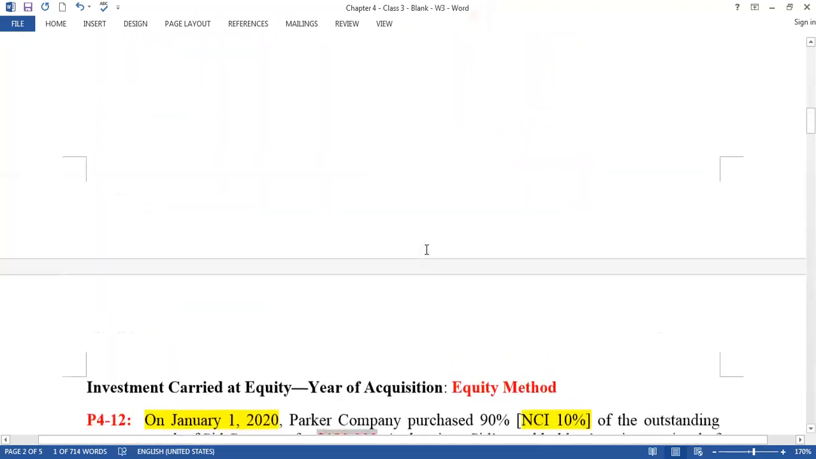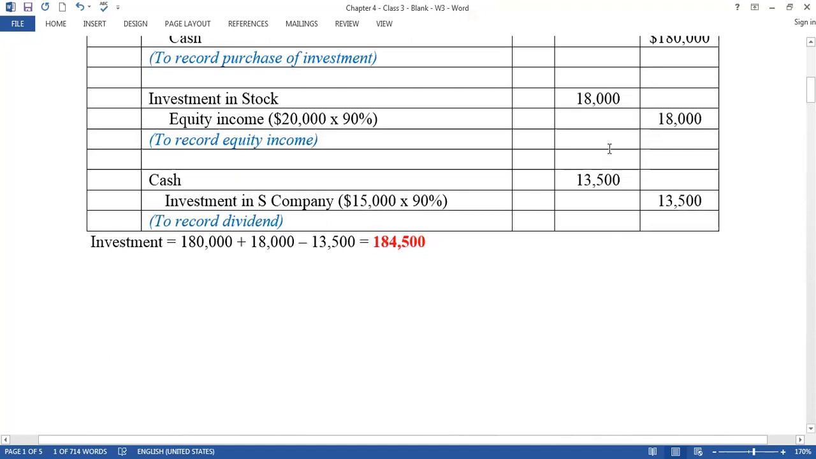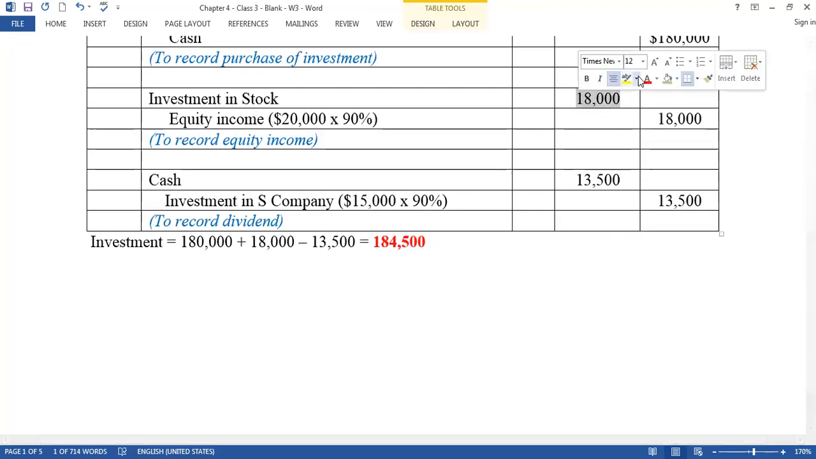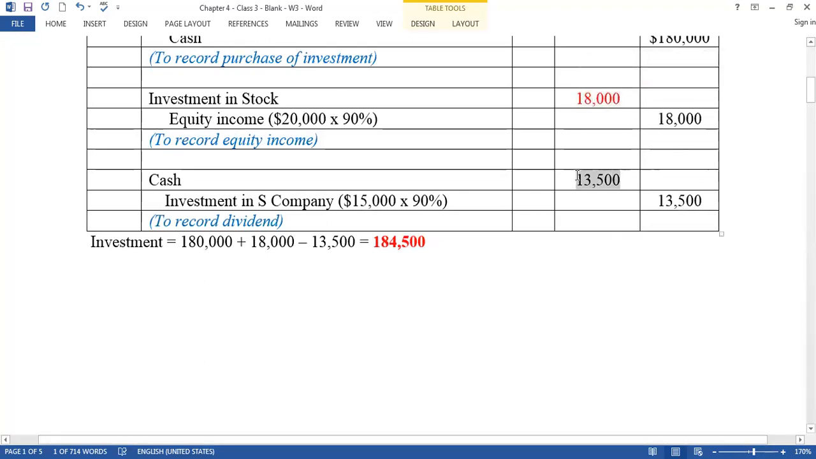Now, these two accounts, you remember that these two accounts, that means $18,000 and 13,500, are called intercompany transactions. That means the transaction between parent company and subsidiary company. If we have any intercompany transaction, we have to eliminate this. We learned from chapter 3. Also, we learned from chapter 4 and the cost method that if we have any intercompany transaction, we have to eliminate this.